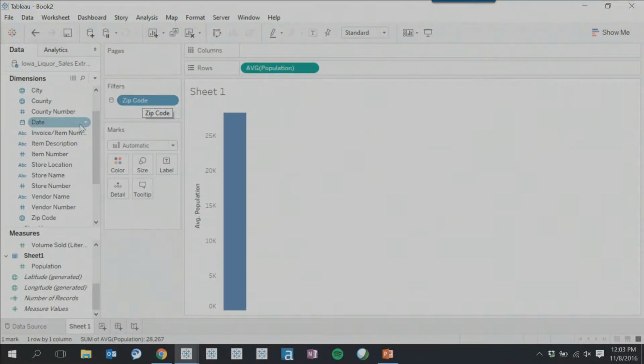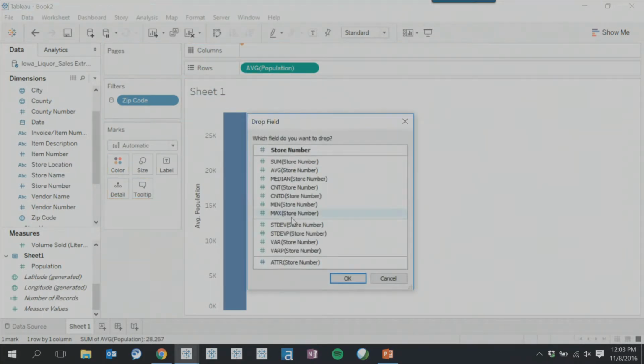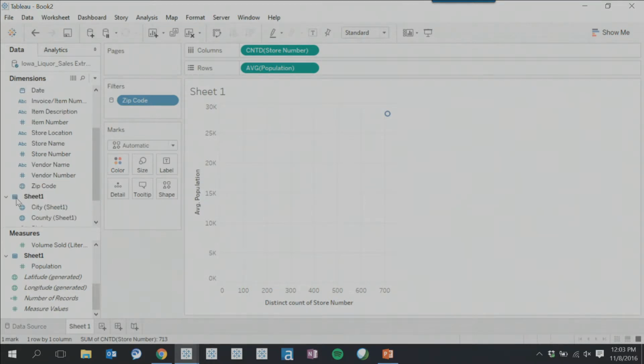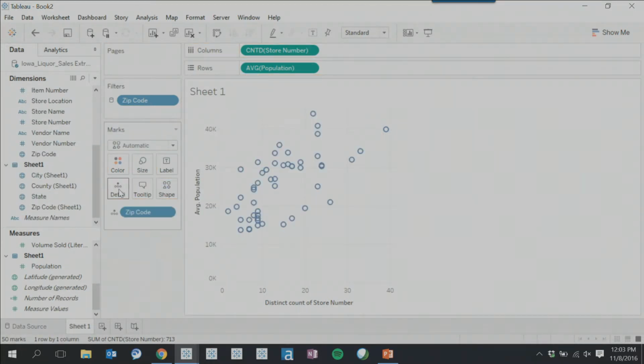So the population, and we want to look at the number of competing liquor stores that already exist in those. So let's go ahead and we'll use that store number, and we'll just do a count distinct on those. And then let's just drop our zip code in. And we're getting an interesting viz of what the populations are against the numbers of stores that exist there.